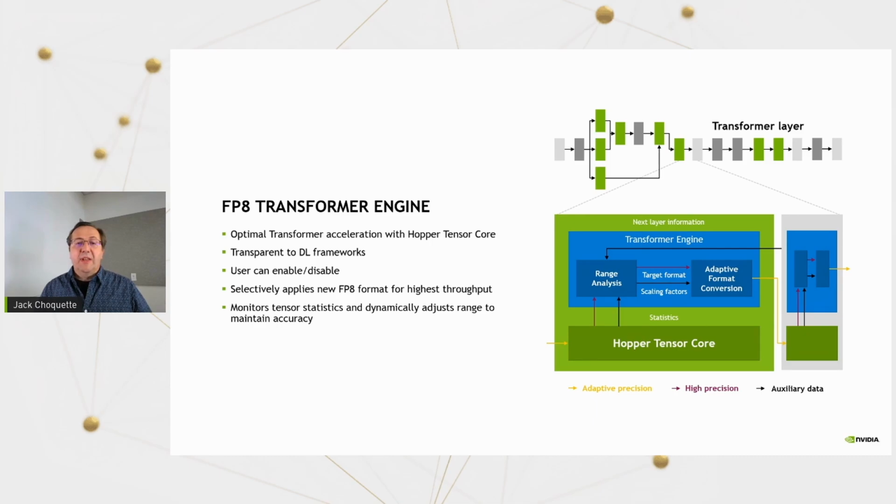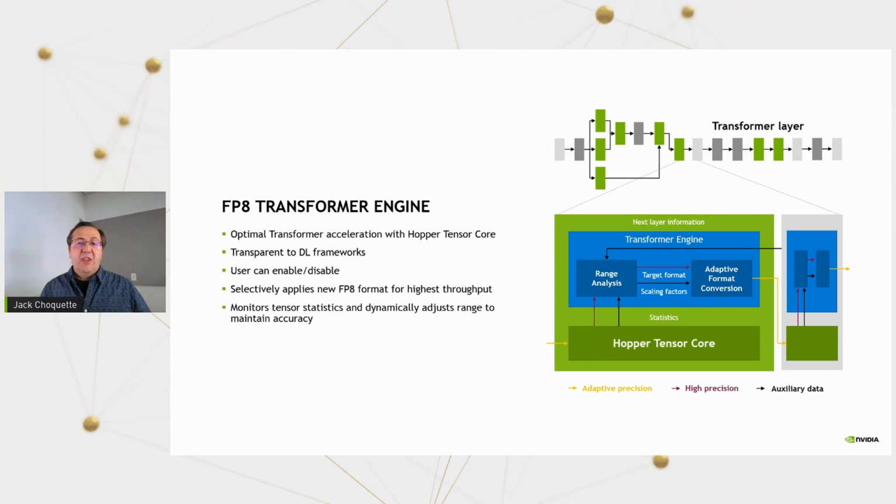From these statistics, it then infers what range is required to represent the tensor values. With this information and knowledge about which type of neural network layer comes next and what precision it requires, Transformer Engine decides which target format to convert the tensor to before storing it to memory.